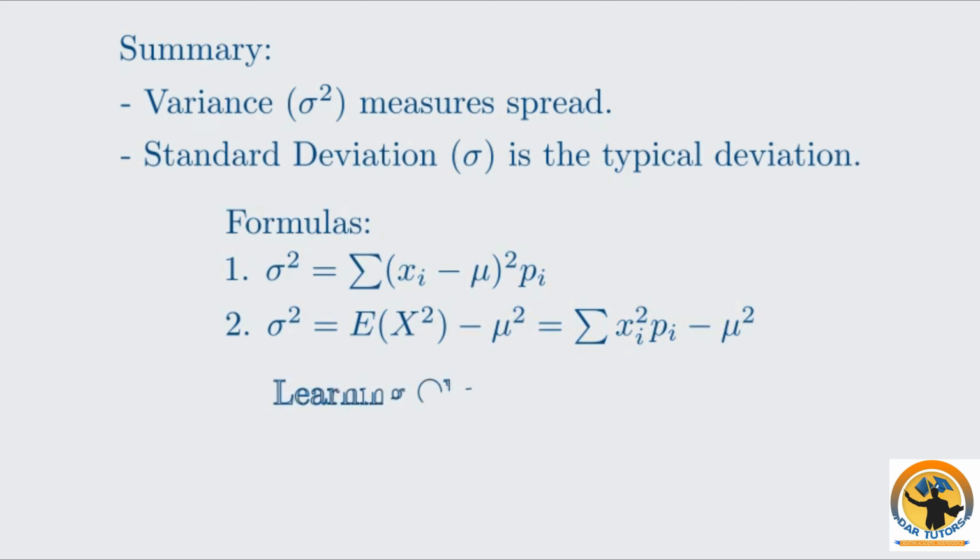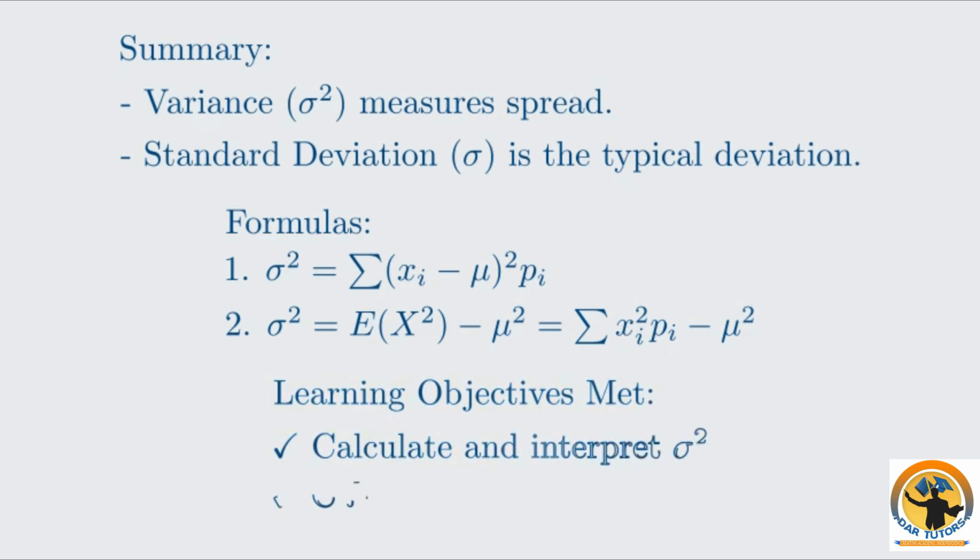So, we have successfully met our learning objectives. You now have the tools to calculate and interpret the variance and standard deviation of discrete random variables. Now for some practice. Here are 5 IB-style questions for you to work through on your own. Remember to show your working and use technology to check your answers.